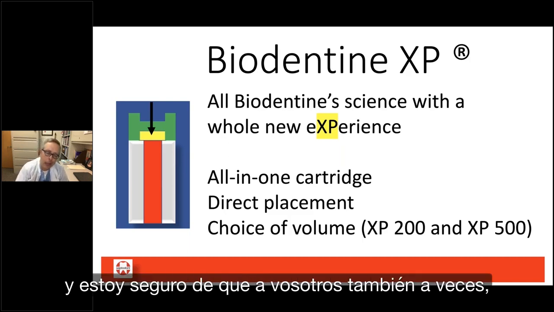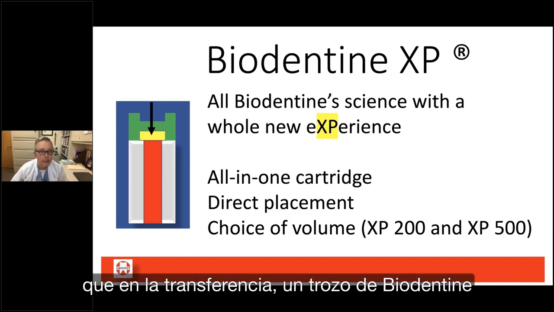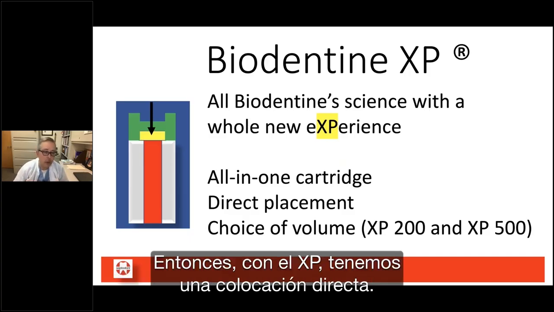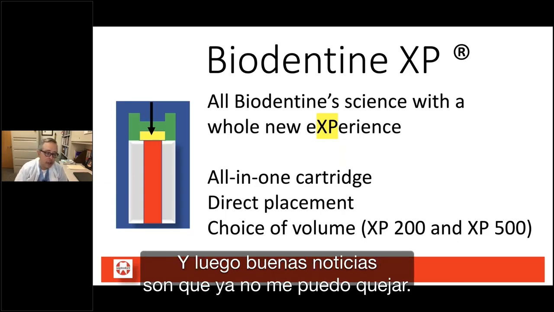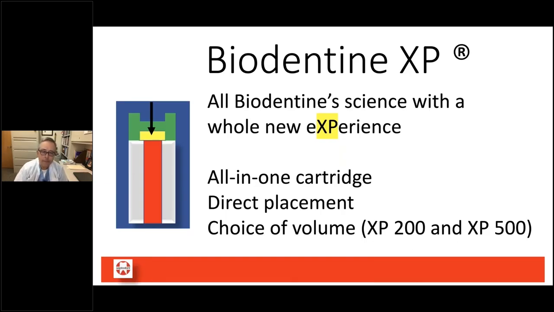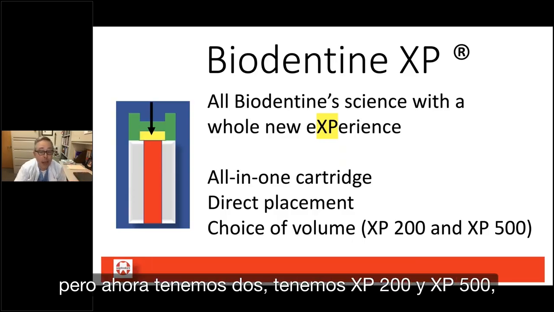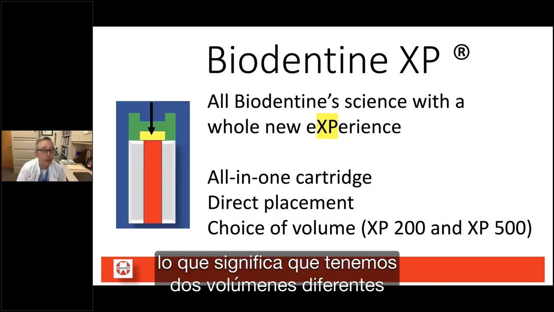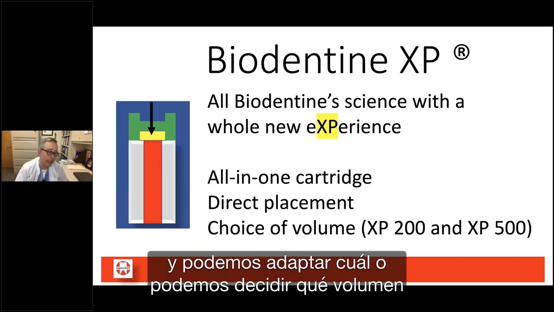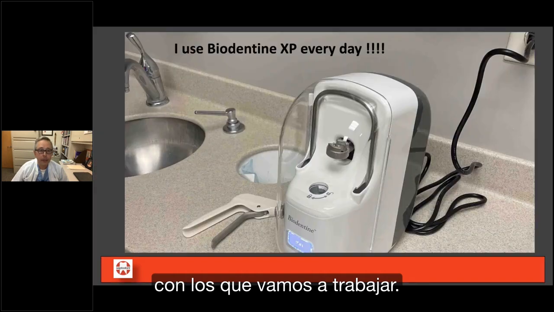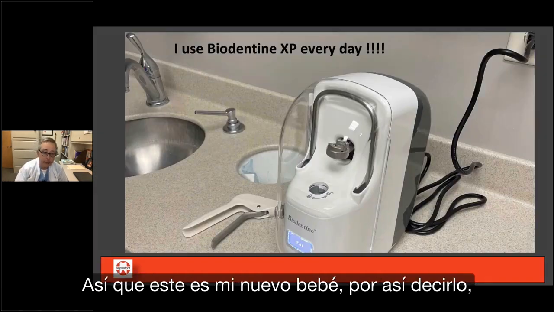That happens to me, and I'm sure it happens to you sometimes. In the transfer, a piece of Biodentine will end up on the floor or in the patient's napkin or whatever. So with the XP, we have a direct placement, and now I cannot complain anymore. Well, maybe in the future we'll have more sizes, but now we have two. We have XP 200 and XP 500, which means we have two different volumes, and we can decide which volume to use depending on the tooth that we are going to work on. So this is my new baby.